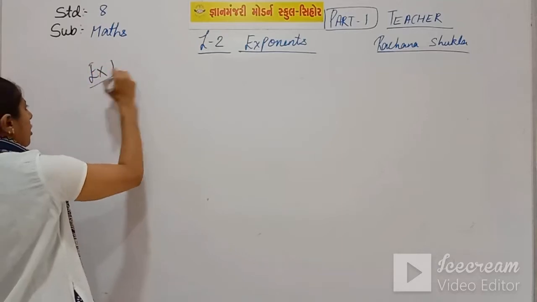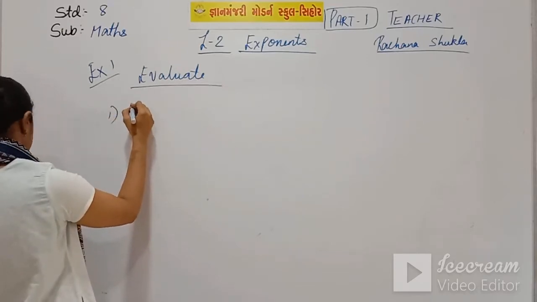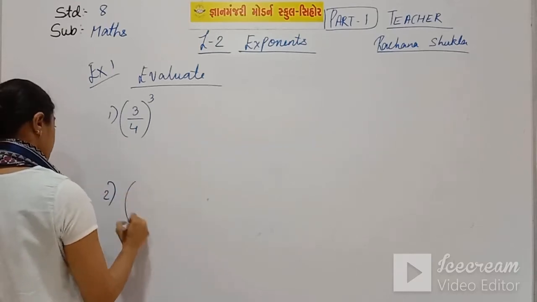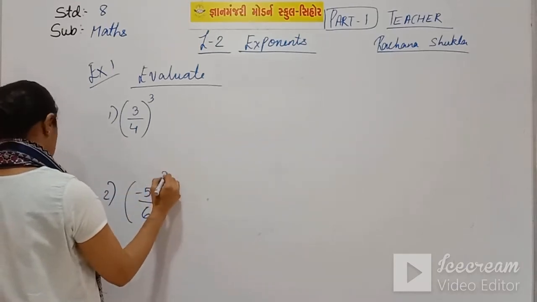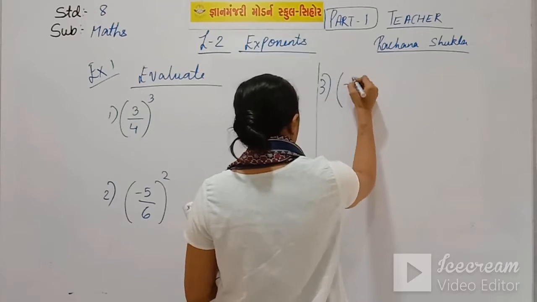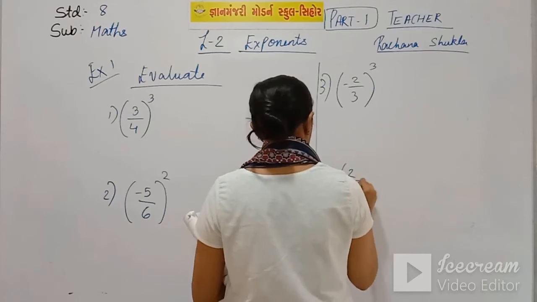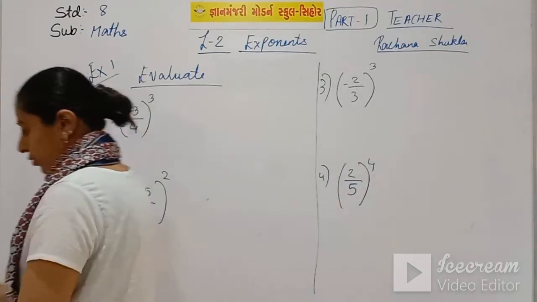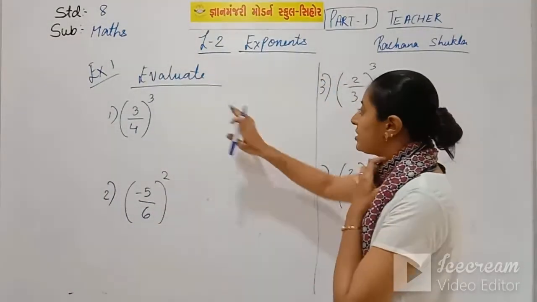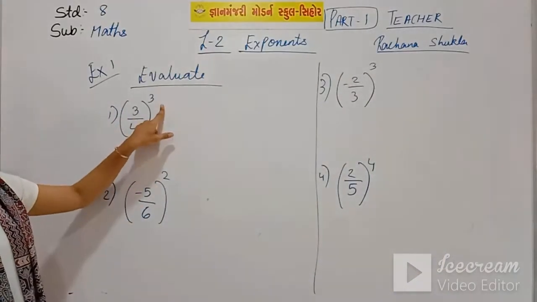The example 1 of your textbook, evaluate. Number 1, 3 upon 4 to the power 3. Number 2, minus 5 upon 6 to the power 2. Third one, minus 2 upon 3 to the power 3. And fourth one, 2 upon 5 to the power 4. Now your question is evaluate. What is your question? Evaluate.